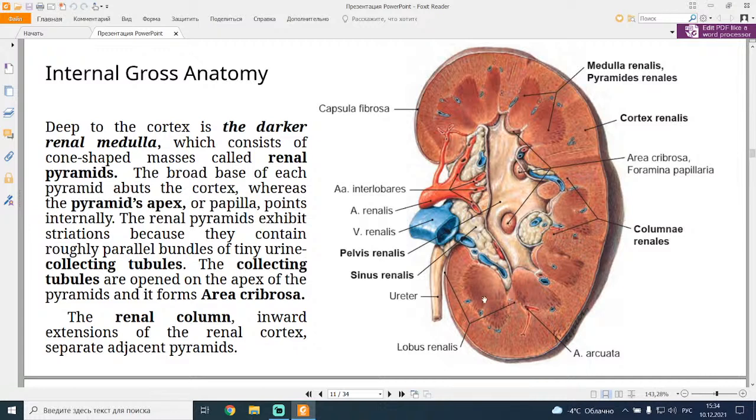The collecting tubules open on the apex of the pyramids, and it forms the area cribrosa. This is the area cribrosa. The renal columns, inward extensions of the renal cortex, separate adjacent pyramids.